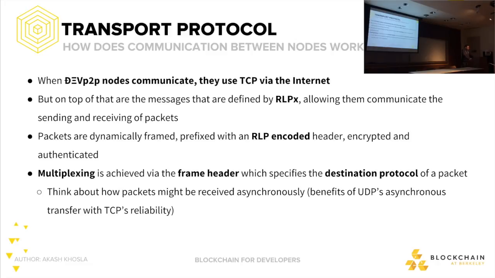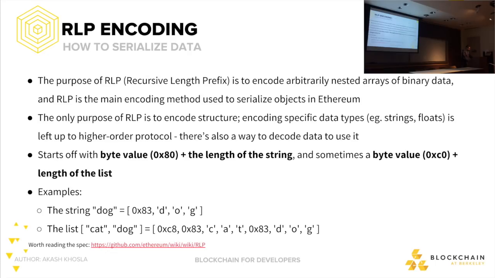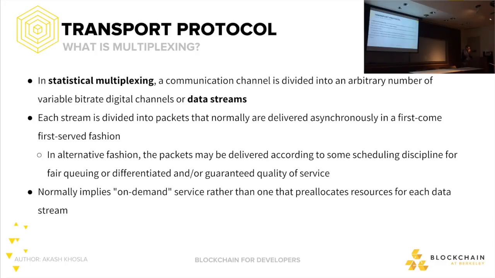And this is actually RLP, but let me move to multiplexing. So multiplexing is how we combine UDP's speed and TCP's reliability. Basically, you divide your channel into an arbitrary number of variable bit rate data streams, and then each stream is divided into packets that are normally delivered asynchronously in an FCFS fashion, first come, first serve.